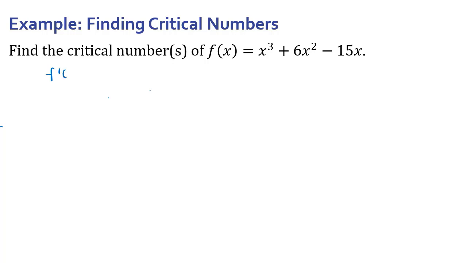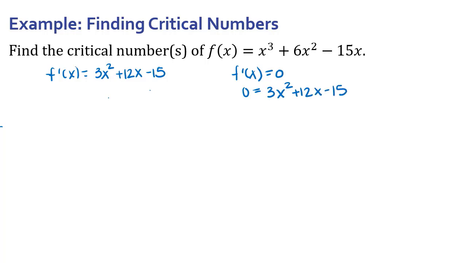So the first derivative of f is 3x squared plus 12x minus 15. So this derivative is always going to be defined on all real numbers, so we don't need to worry about where it's going to be undefined. But now what we need to do is figure out where this derivative is going to equal 0. So this is going to equal 0 when 3x squared plus 12x minus 15 equals 0.